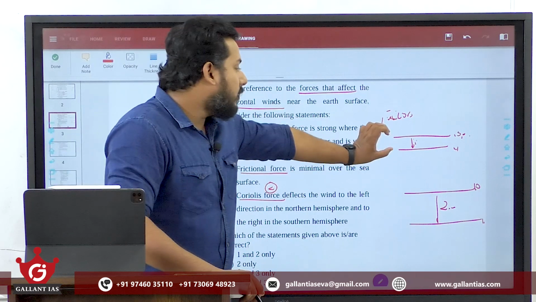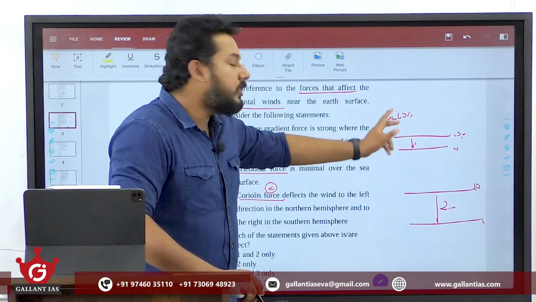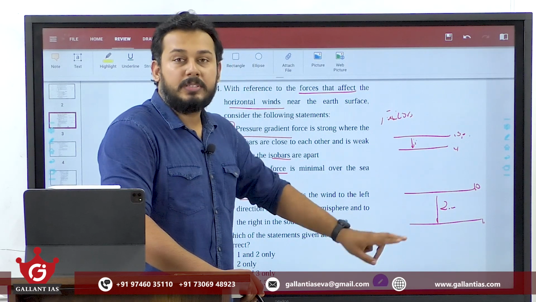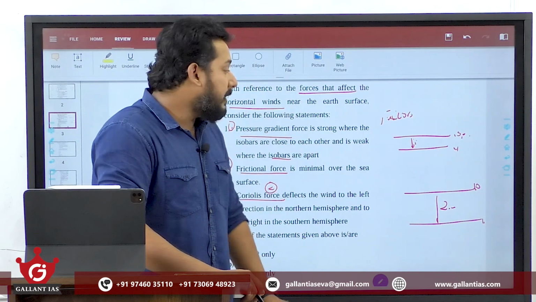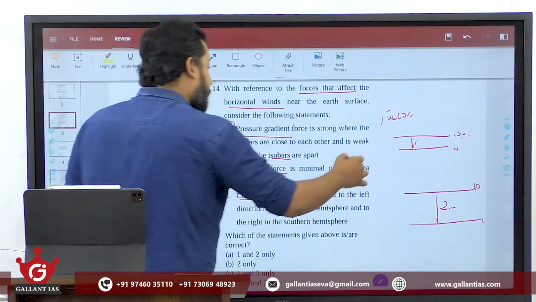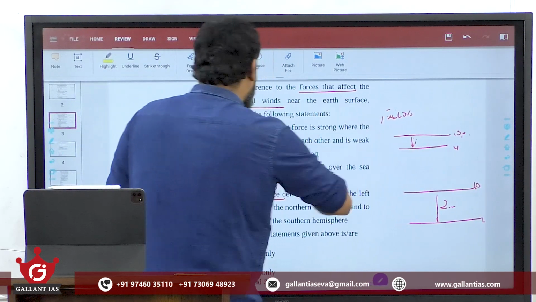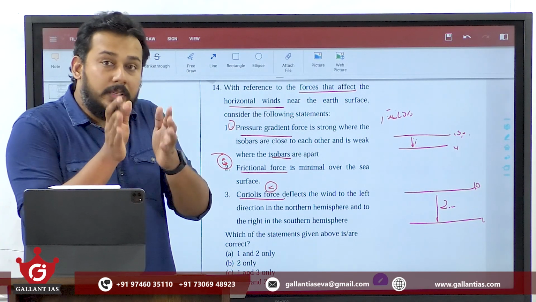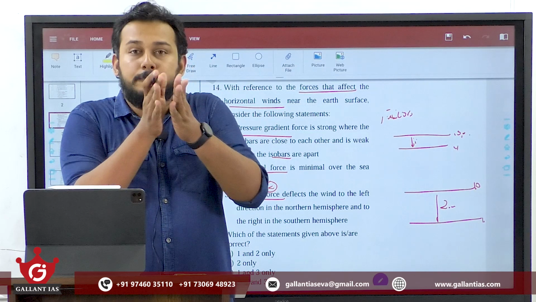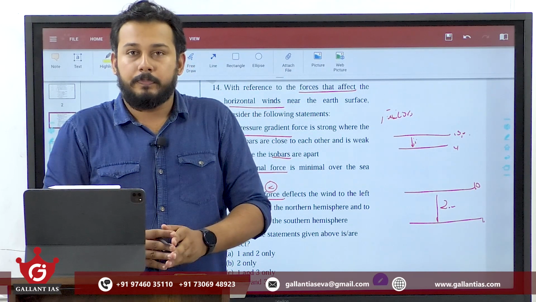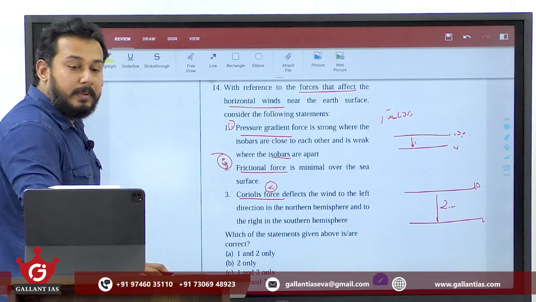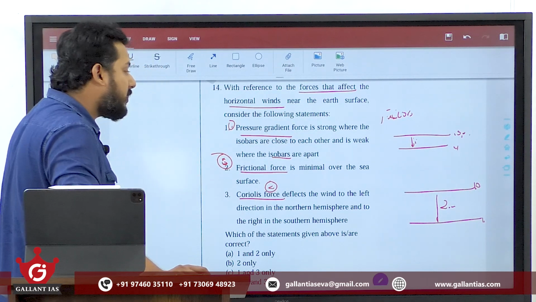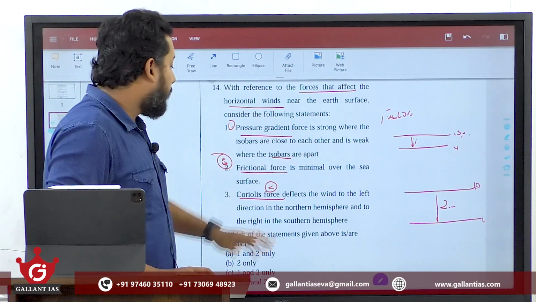So in the first case, within 1 kilometer, we have the change of 1 Pascal pressure. In second case, we have the change of 1 Pascal pressure by 2 kilometers, which means that the pressure gradient will be greater in the first case, isn't it? So when the isobars are close to each other, like within small distance, we have great variation of pressure, which means that the first statement is right. Pressure gradient force is strong where the isobars are close to each other and is weak where isobars are apart.